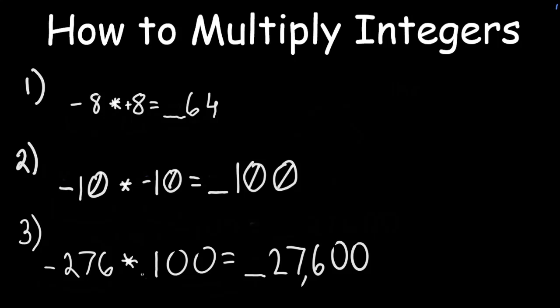To multiply integers, just remember this. If the factors have same signs, then the product is positive. If the factors have different signs, then the product is negative. Here we have three questions which ask whether the product is negative or positive.